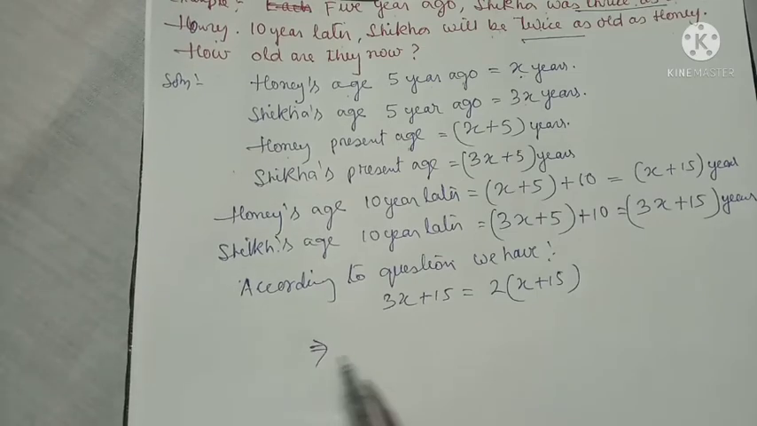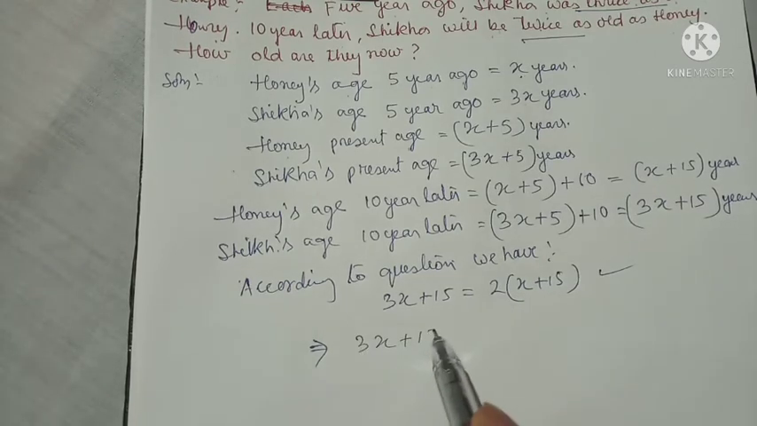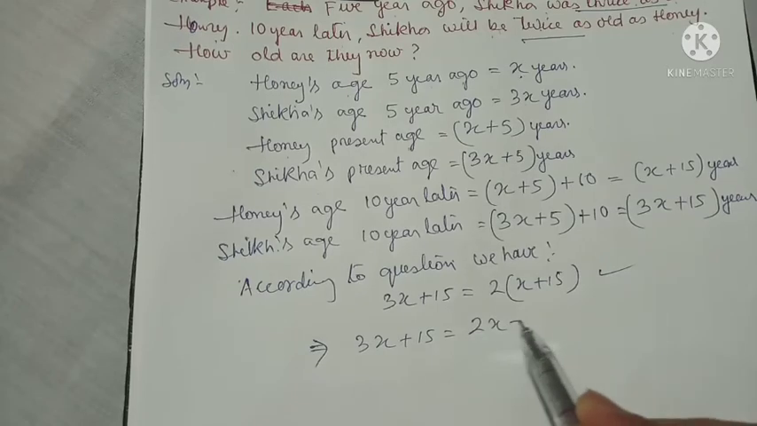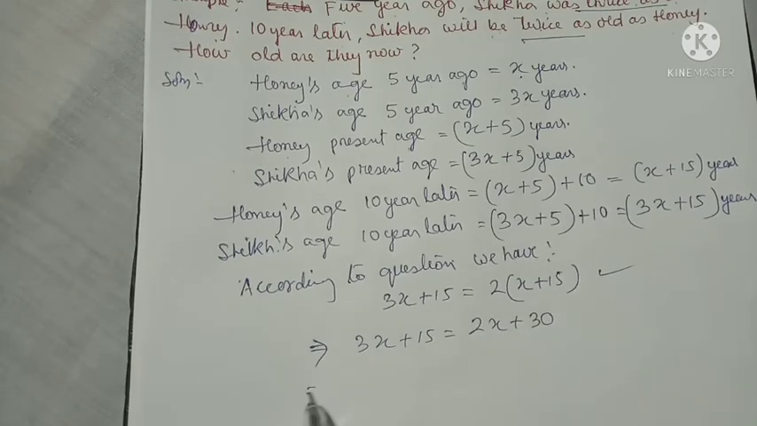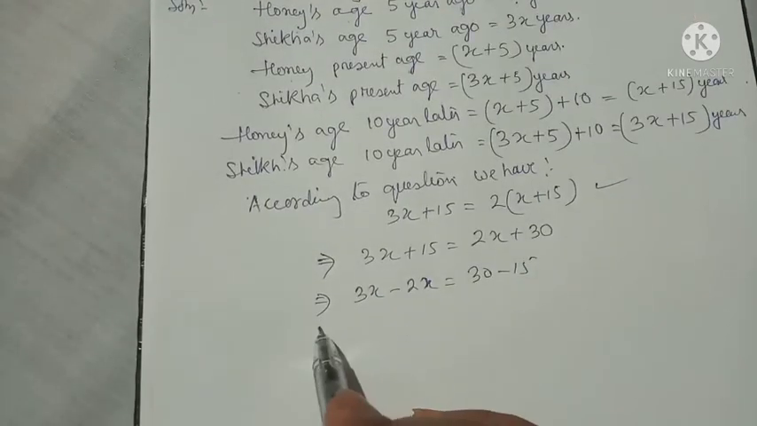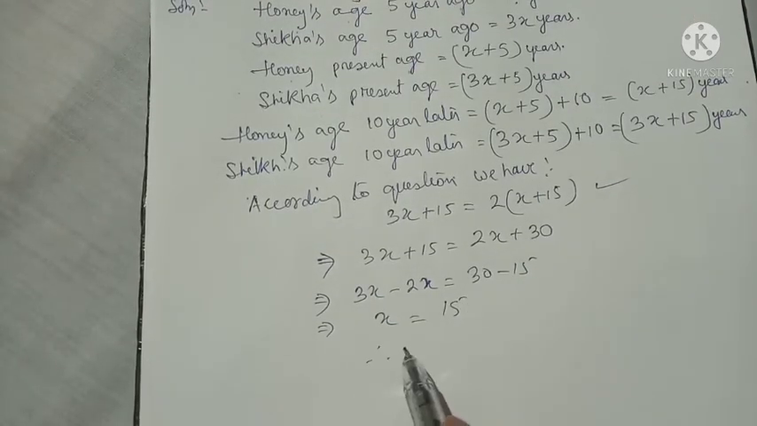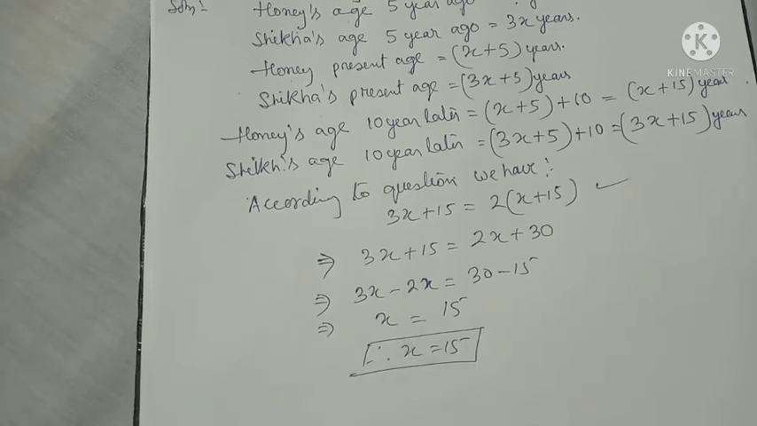Now that we have the equation, we are going to solve it. 3x plus 15 equals 2x plus 30. Transposing, minus 2x. Here comes 30 minus 15. x equal to how much? 15. Therefore x equals 15.